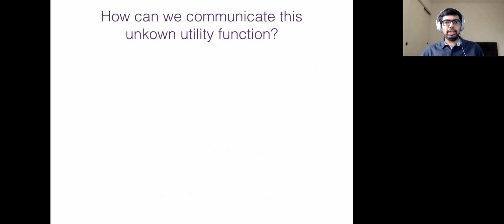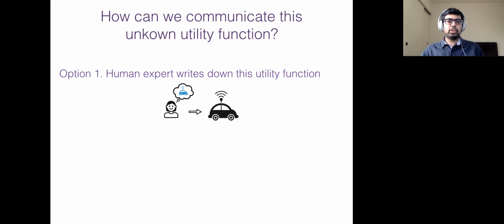Given this unknown utility, the question here is how do we communicate this function to the learner? The first option is to possibly get a human expert to write down this complex utility function mathematically and hand it over to the learner. However, this option can be prone to serious errors since it is very hard for an expert to imagine all possible scenarios a priori and encode them in the utility function.